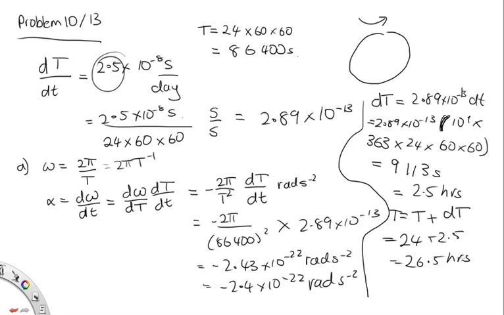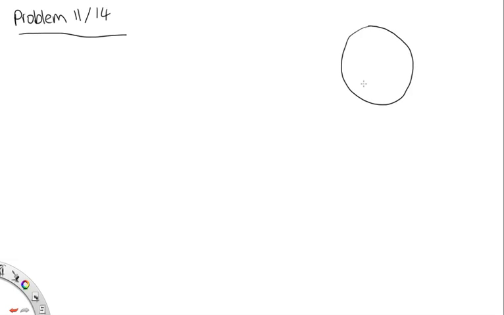So a very long way into the future. Problem 11 for 1121 or 14 for 1131. Okay, we're assuming that the Earth is a sphere with uniform density throughout it. Okay, so sphere, it's got some radius and it's rotating.